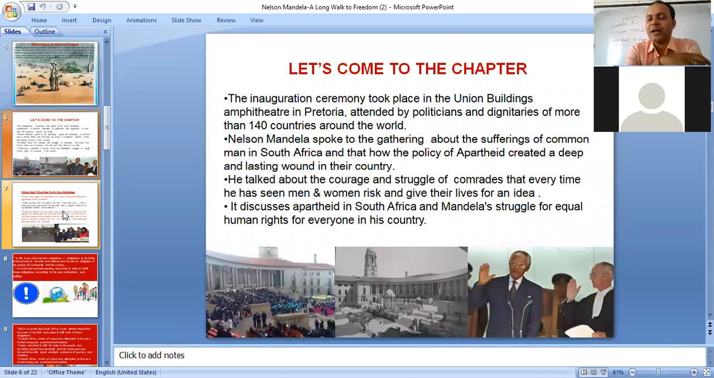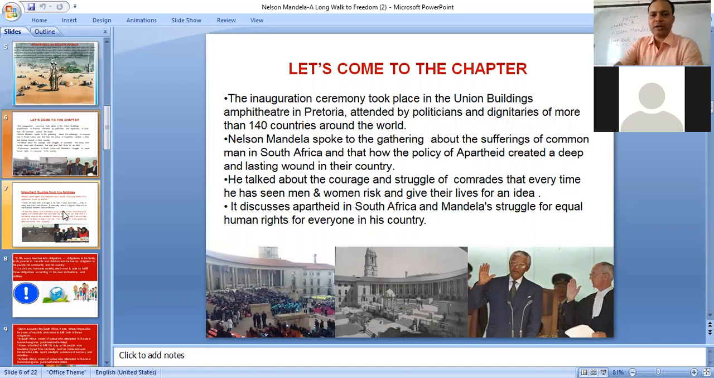Let us come to know about the chapter. In a few lines, very important lines are written in this slide about the chapter. The inauguration ceremony took place in the Union Building. What inauguration ceremony? The inauguration ceremony of Nelson Mandela as president of South Africa in 1994. Understand? It took place in the Union Building of South Africa.